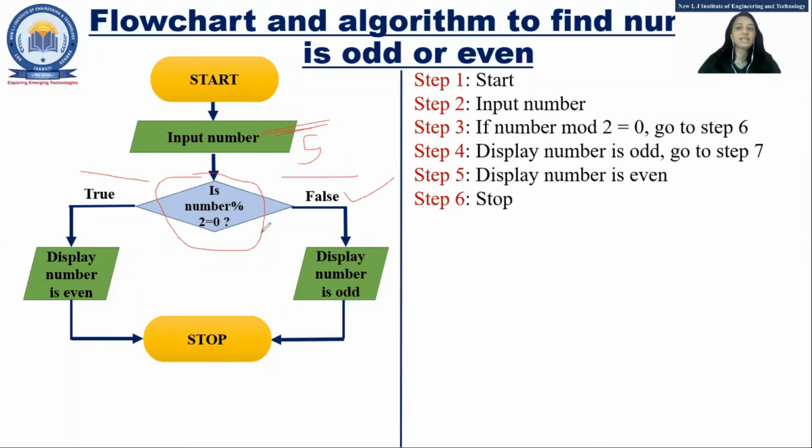Fine. Is there any doubt in this one? Is there any doubt? Anyone? Number is odd or even, right? Number is odd or even. Okay.